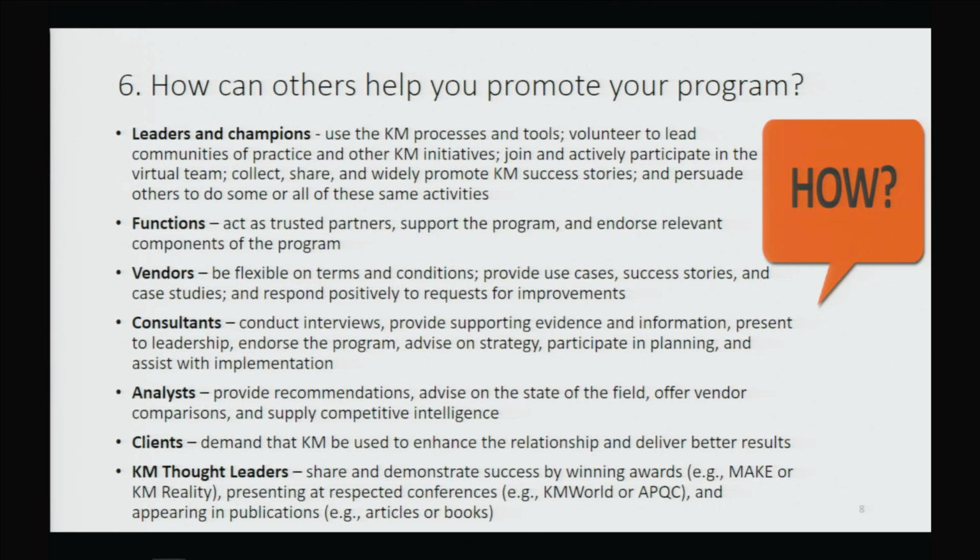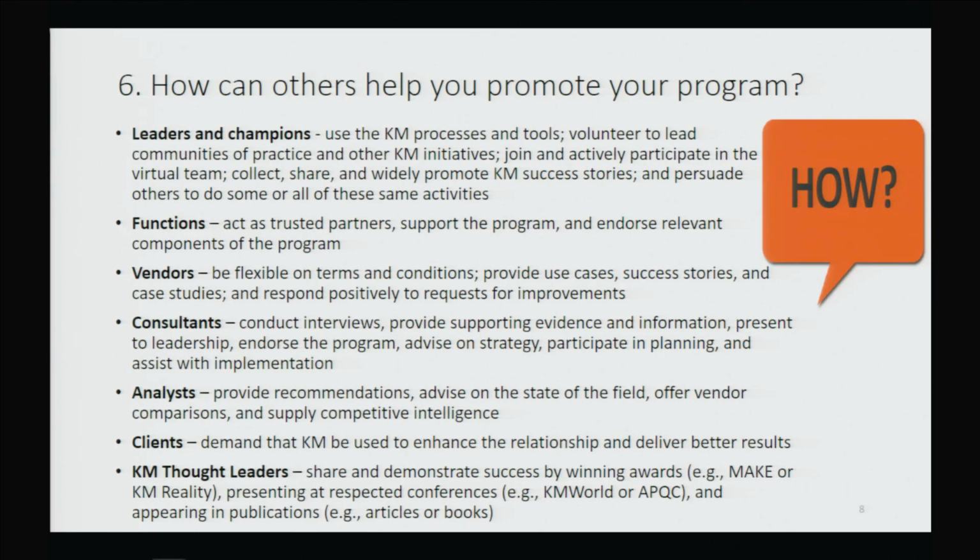So they should use the processes and tools themselves. They should probably be active in communities. And if not, you're going to have to figure out some way to either pull them in or sit by their side to hold their hand to do so. But you want to get to the point where the leaders not only talk about knowledge management, but they do knowledge management.